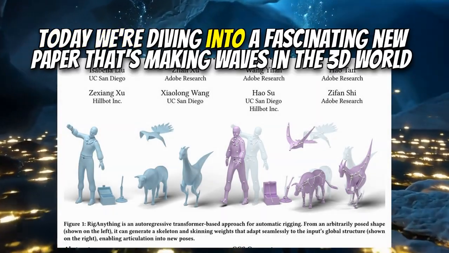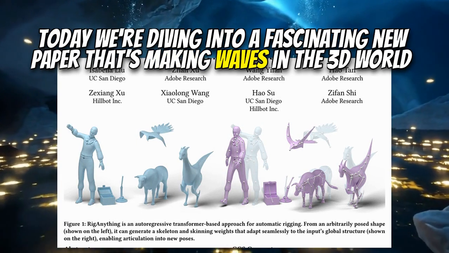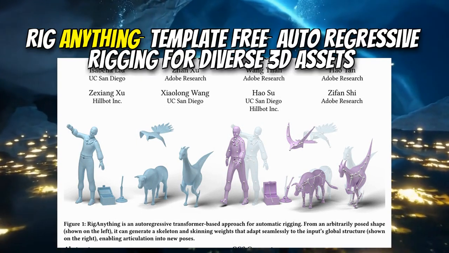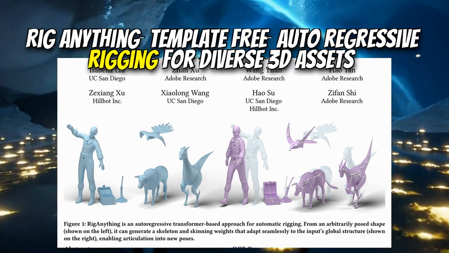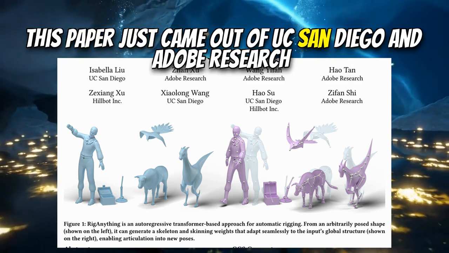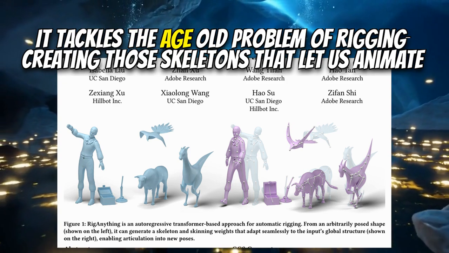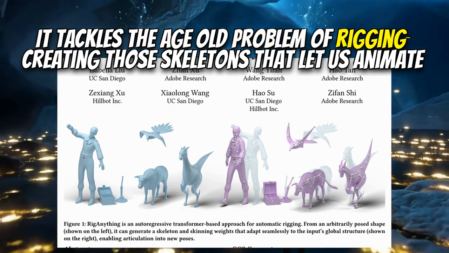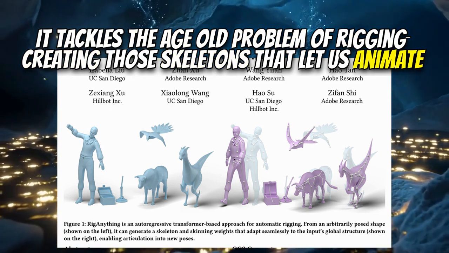Today, we're diving into a fascinating new paper that's making waves in the 3D world. RigAnything, template-free autoregressive rigging for diverse 3D assets. This paper just came out of UC San Diego and Adobe Research. It tackles the age-old problem of rigging, creating those skeletons that let us animate 3D models.